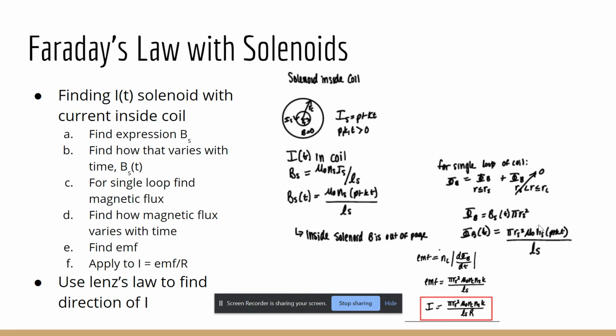We can apply Faraday's law to find the current for a solenoid with a current inside of the coil. We follow the steps for finding the expression for B of the solenoid and then finding how it varies with time. And for the single loop, we can find the magnetic flux and how that varies with time, and then find the EMF and apply that to I equals EMF over R.